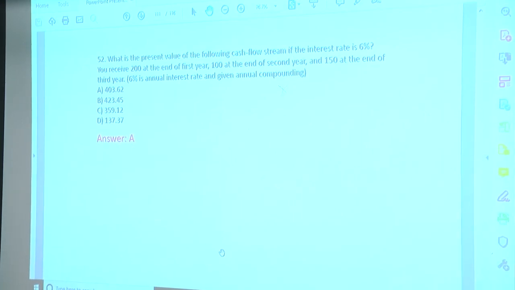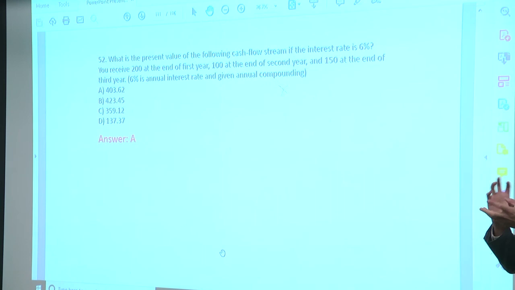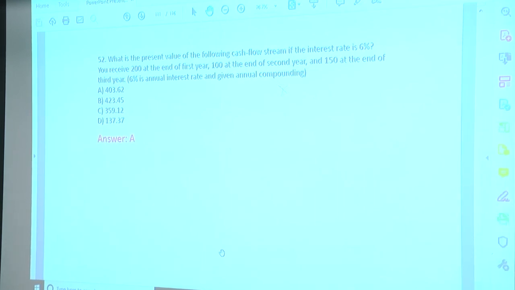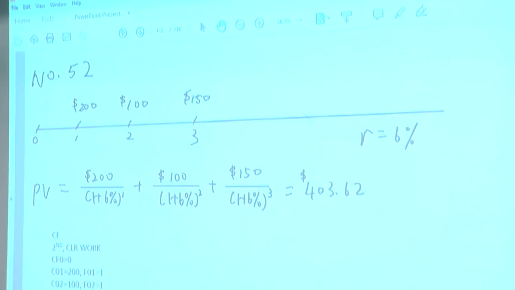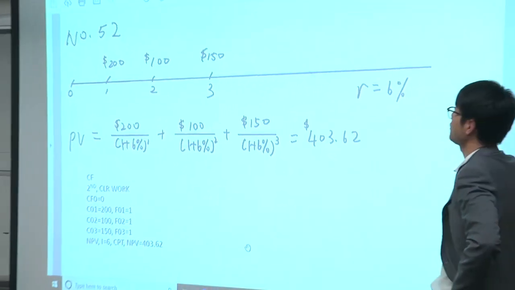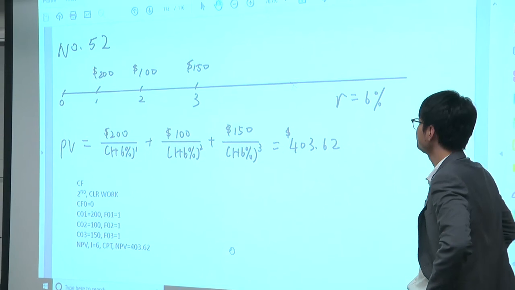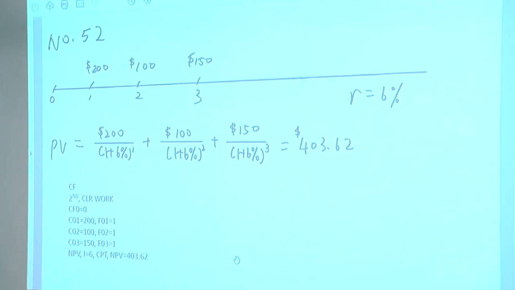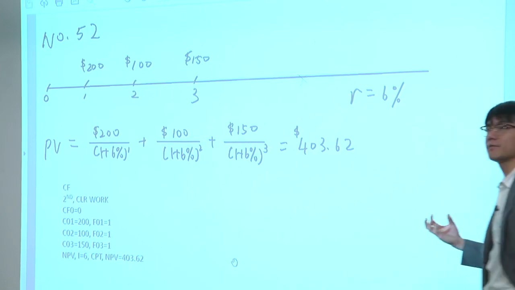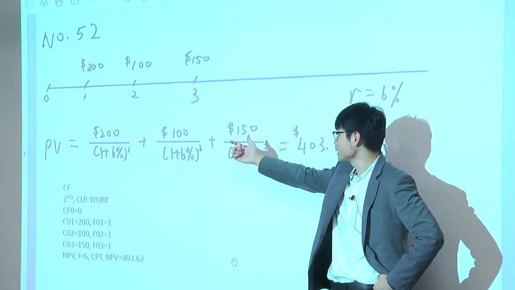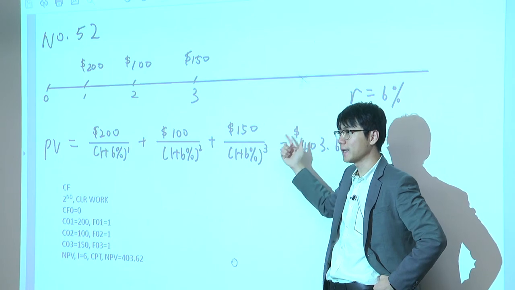This is an infrequent or irregular cash flow question. Okay? You have 3 cash flows: 200 the first year, 100 the second year, and 150 in the third year. Okay? You have an interest rate of 6%. Okay? So if you want to calculate the present value of this, you can calculate the present value of each one of them and add them up.